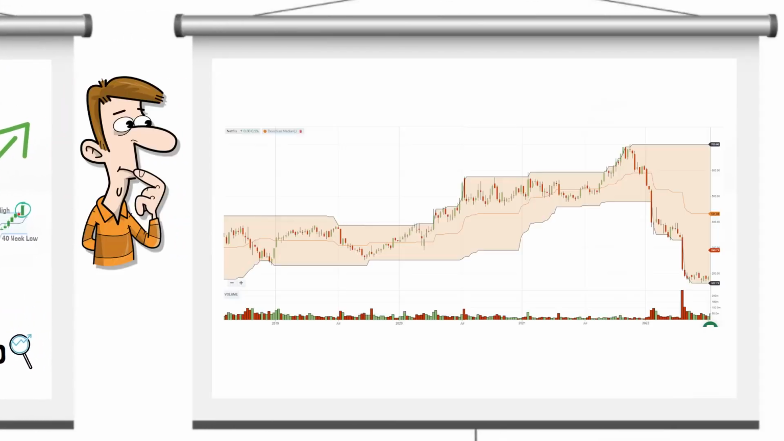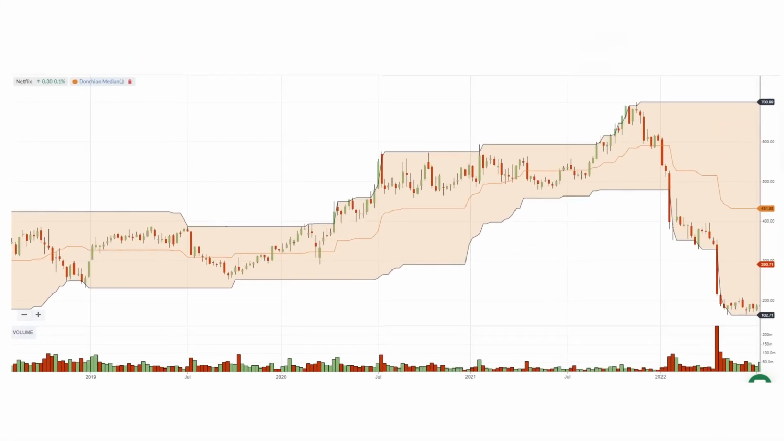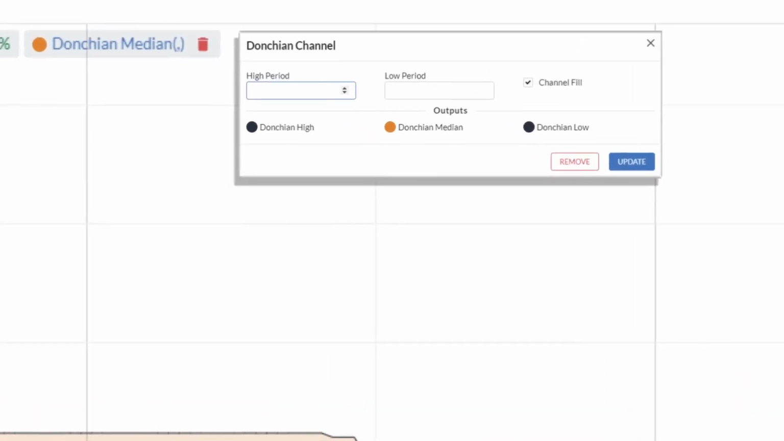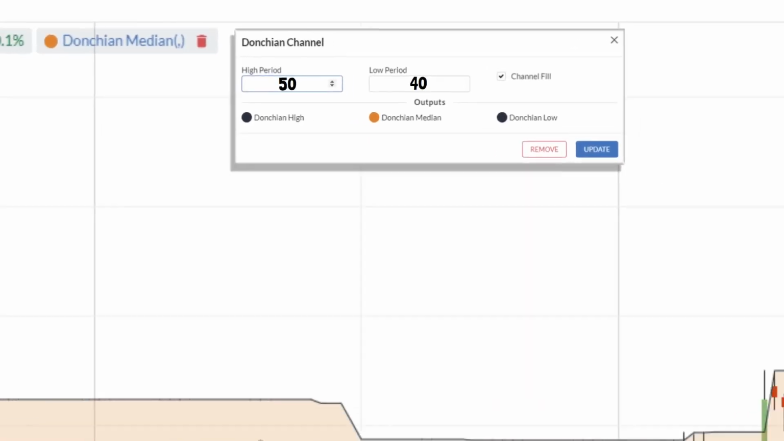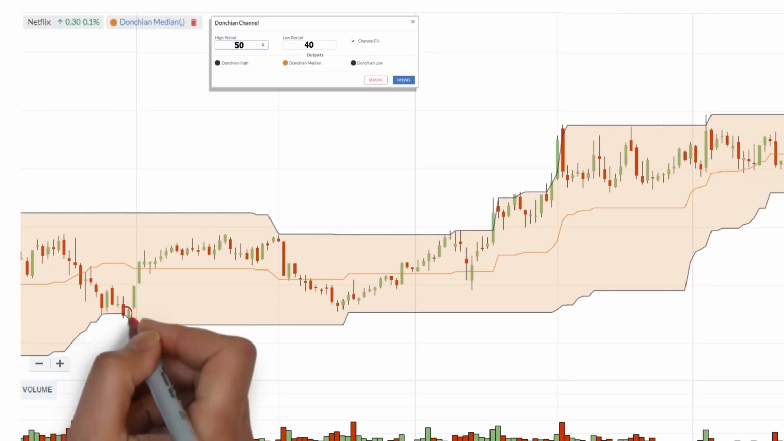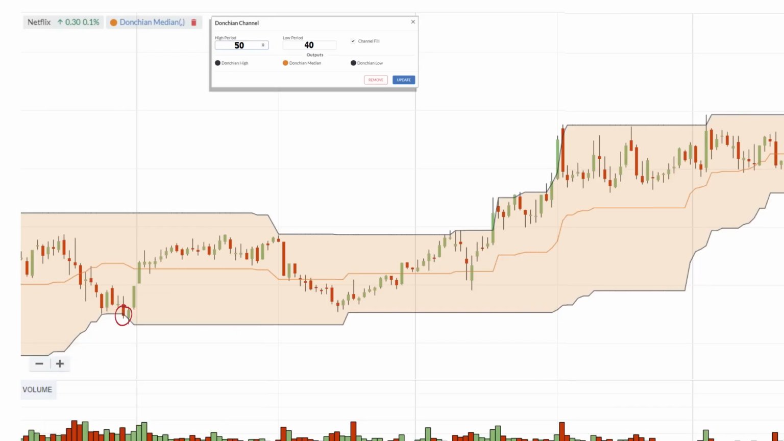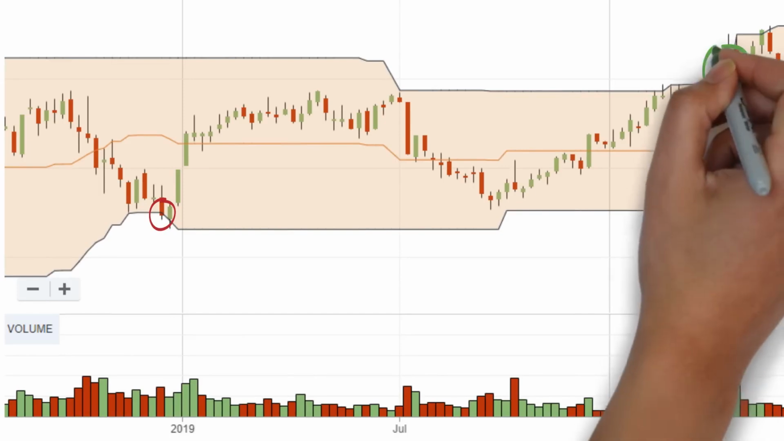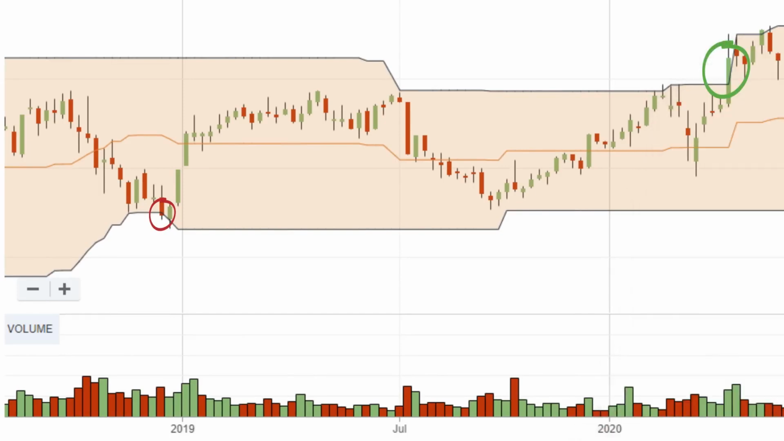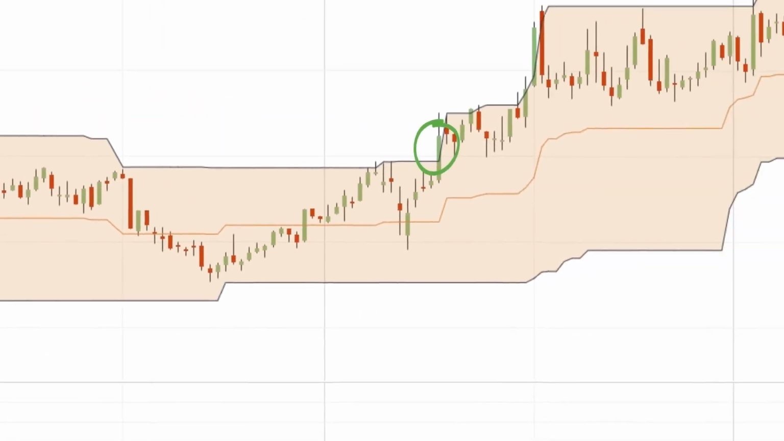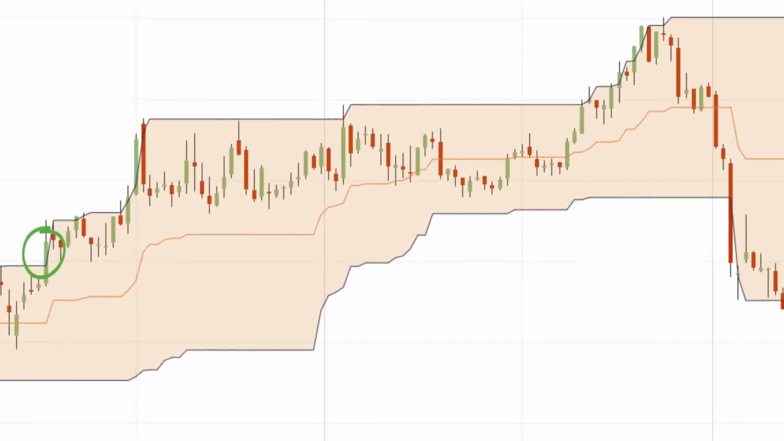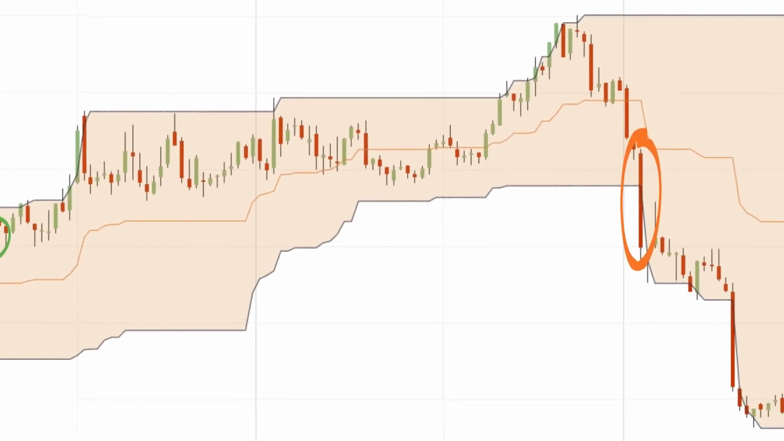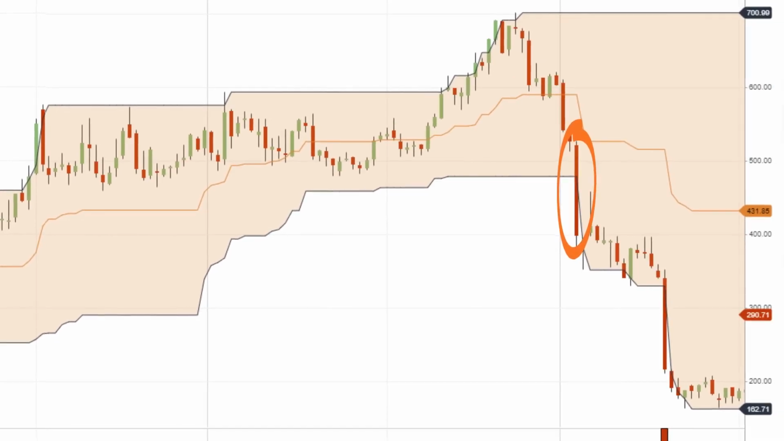Let's put this concept together by using the stock Netflix as an example. We enter the Donchian settings as a 50-week high and a 40-week low. If we were already in a trade, we would have exited here at the first close below the 40-week low band. Our next buy point would have been here at the first close above the 50-week high band. We then await a close back below the 40-week low band to exit the position, and we see that here, just before the stock plummets, losing a further 50% of its value.